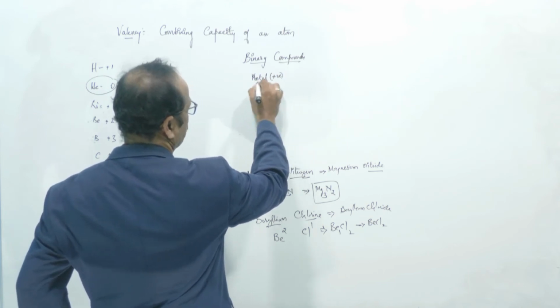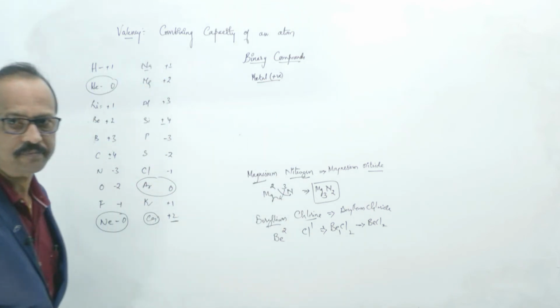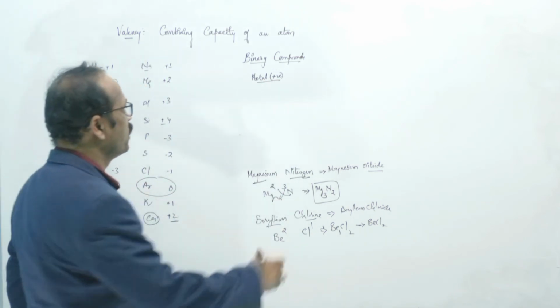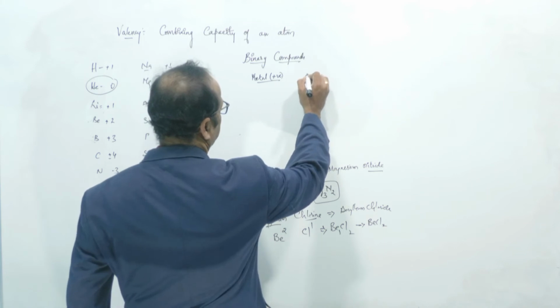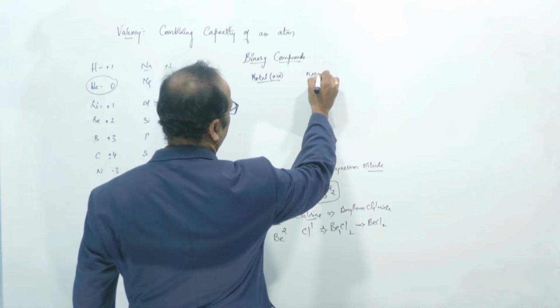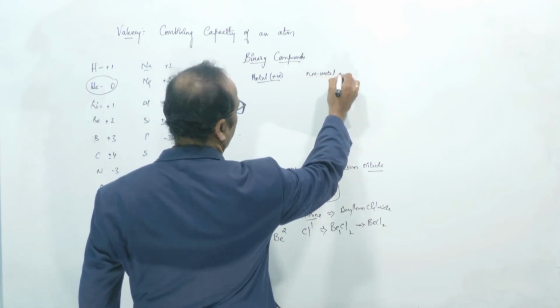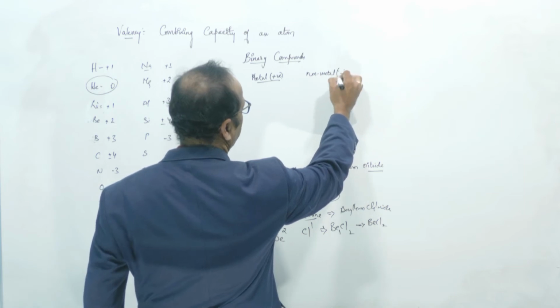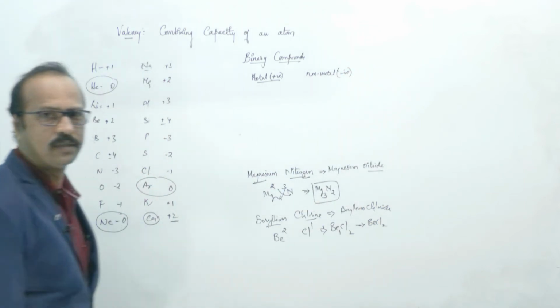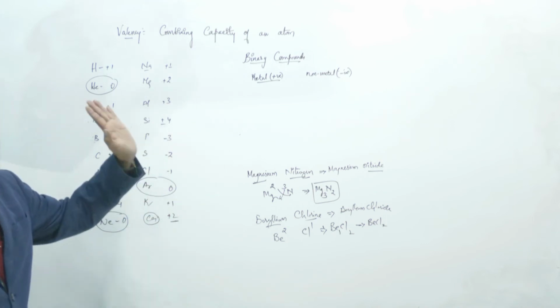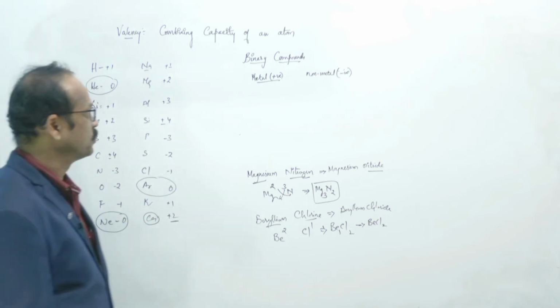So first, you take one positive element, right? Then you take one negative element. Negative, that's called non-metal. Non-metal you take, that is the negative element. Negative means what? I'm writing the minus. Now frame the compounds.